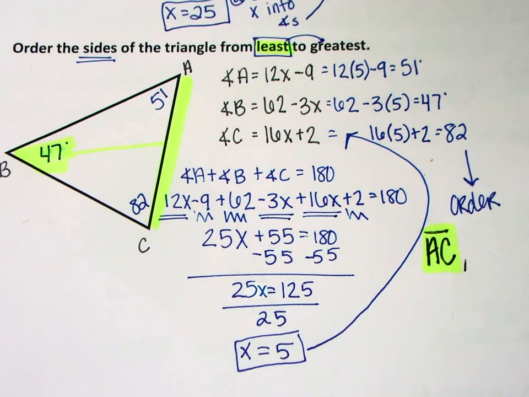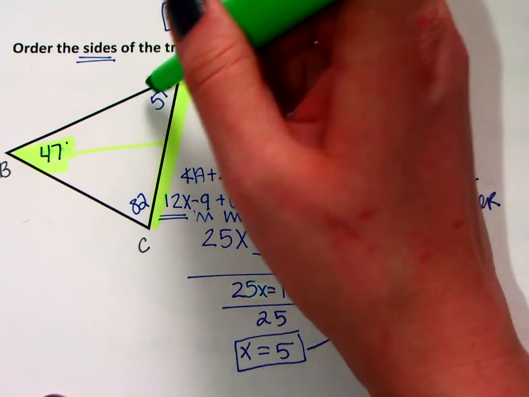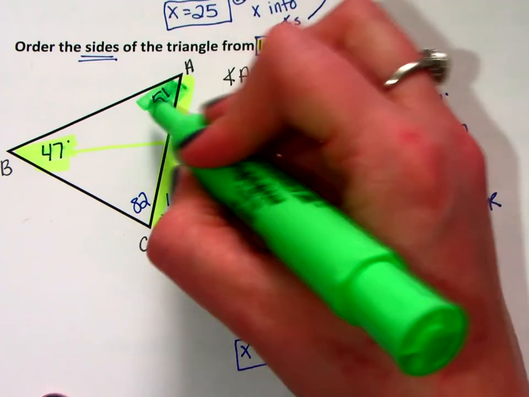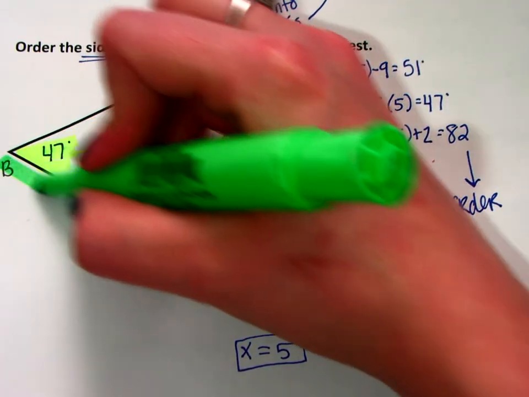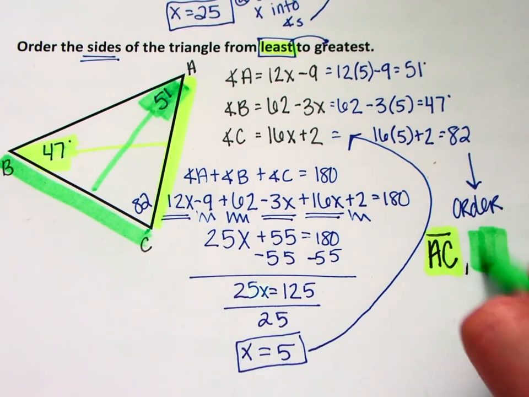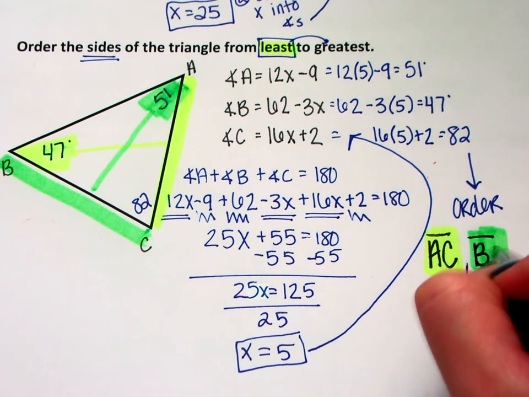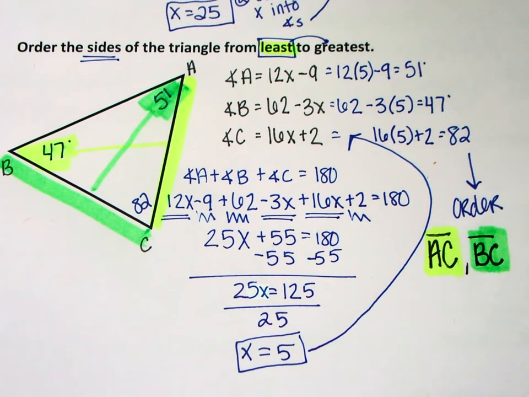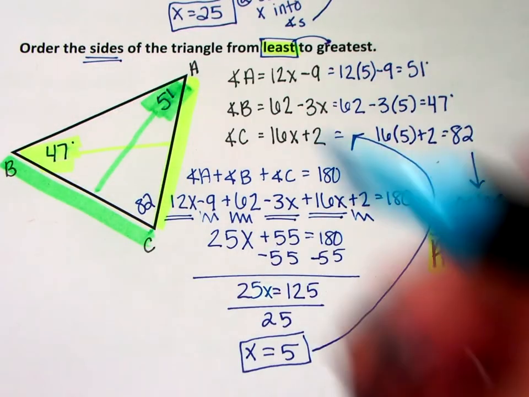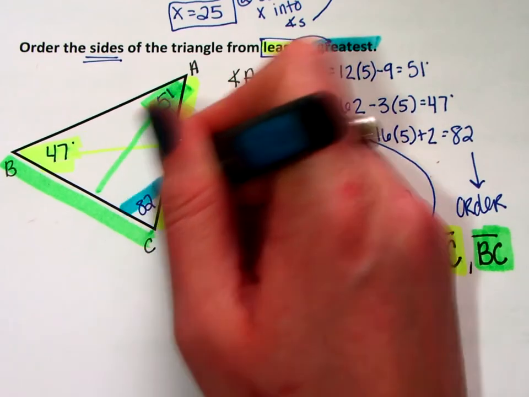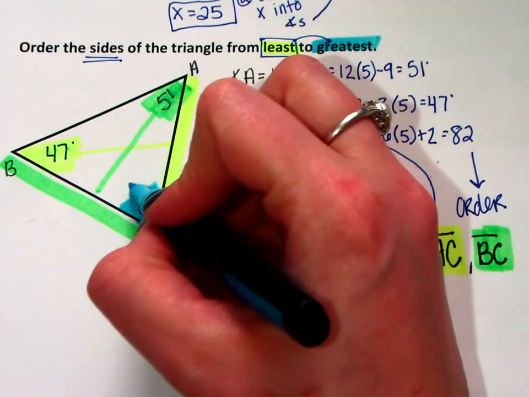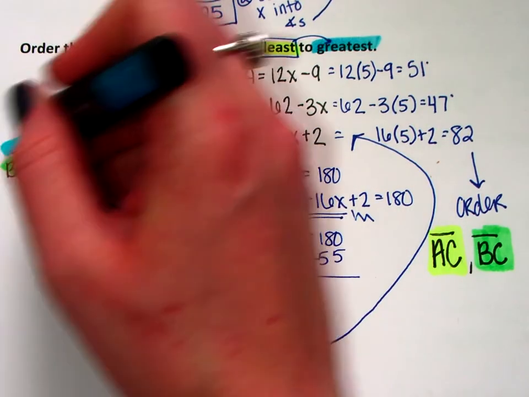Next, we're moving on to the middle. So the one up from there is angle A. The side opposite of angle A is BC. So BC is my middle. And then my greatest side would be across my greatest angle, which is BA.